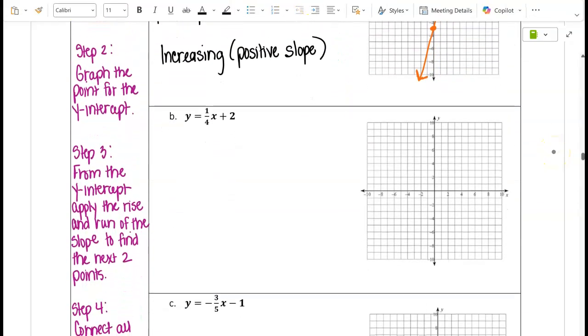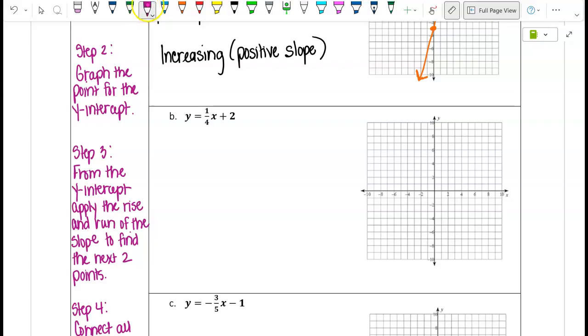Problem B, y equals 1/4 x plus 2. Again, we have the 1/4 in the position of the slope. The 2 is in the position of the y-intercept. So my slope is 1/4. Again, the top one is my rise. The bottom one is my run.